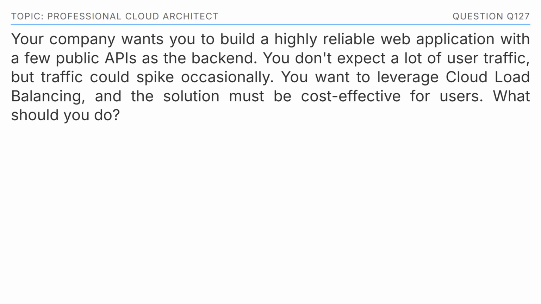Your company wants you to build a highly reliable web application with a few public APIs as the backend. You don't expect a lot of user traffic, but traffic could spike occasionally. You want to leverage Cloud Load Balancing, and the solution must be cost-effective for users. What should you do?